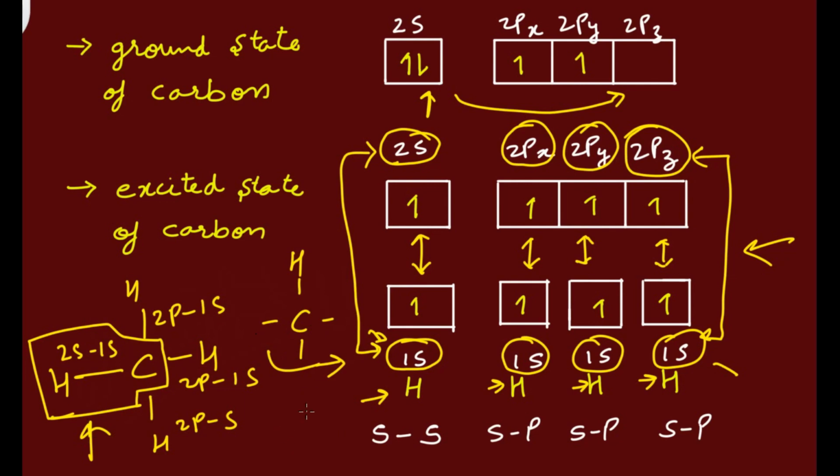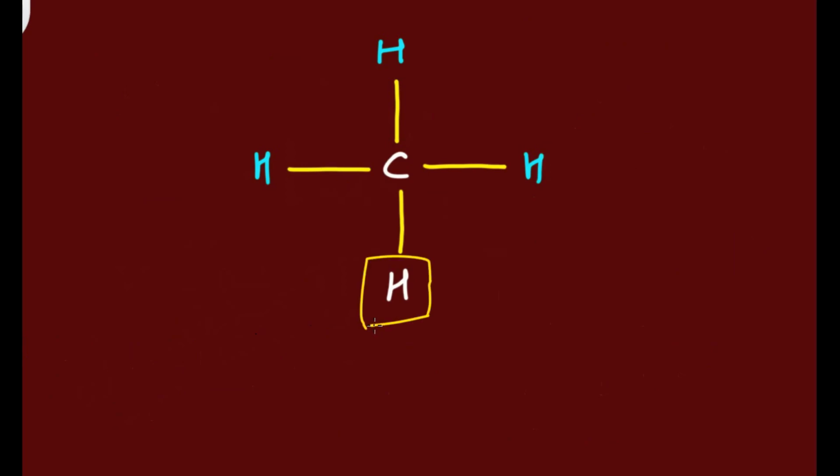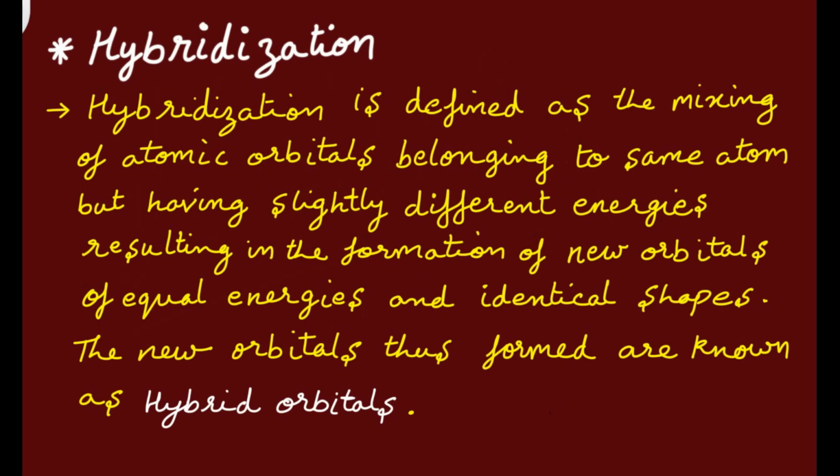So to explain this particular concept, we introduce the term hybridization. This is the structure of methane, and according to valence bond theory, one particular hydrogen should be of different length than the other three. These three shown in blue are of equal length, and this one in particular should be of different length, right? But this is not true. In reality, all the four bonds of carbon are equal. That's where hybridization came into play. Now let's go with the definition.